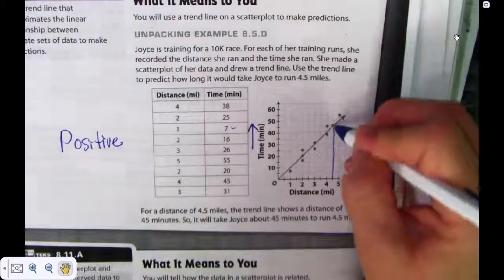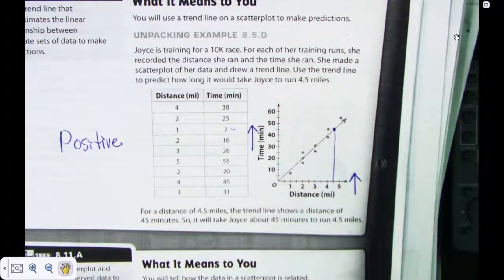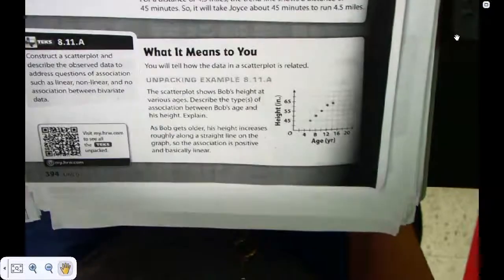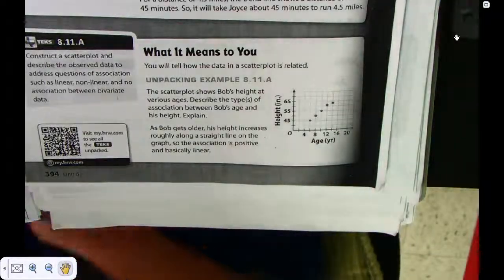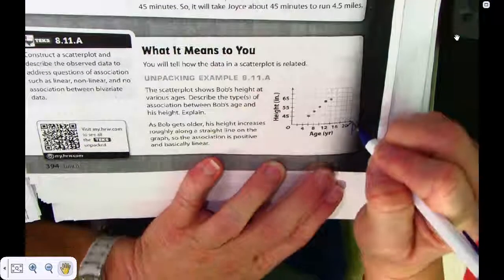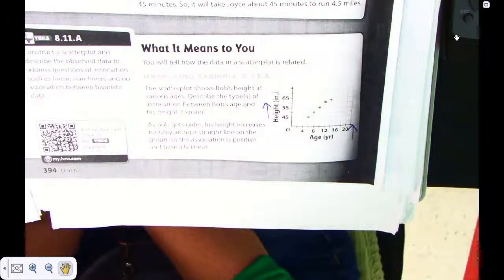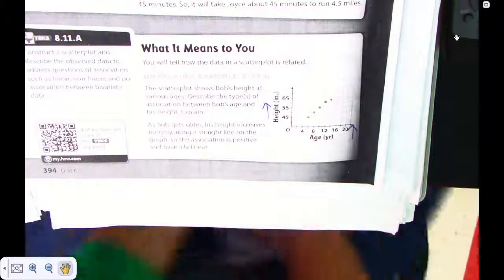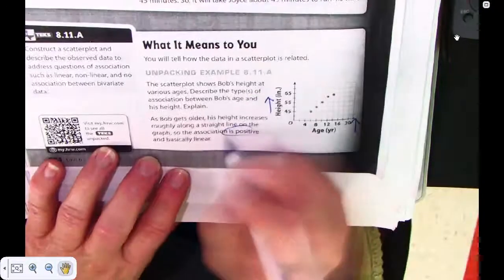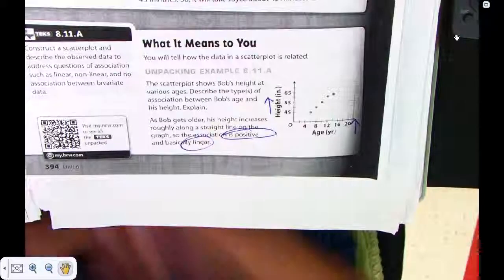Right here, 45 minutes. So we use the trend line to make a prediction. Okay, at the bottom, what do you notice? This is Bob, his age, and how tall he gets. Well, that's a no-brainer too. The older you get, the taller you're going to get. And this one is positive. Circle positive over there. They've written it. And it's basically linear because it's almost a straight line.